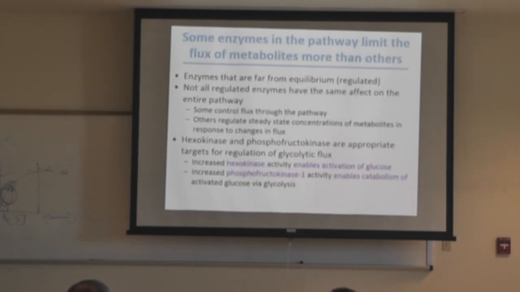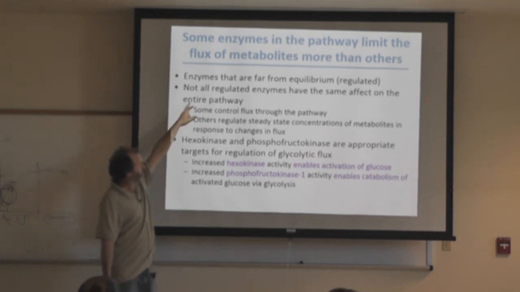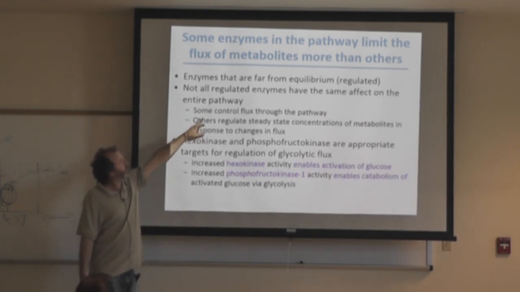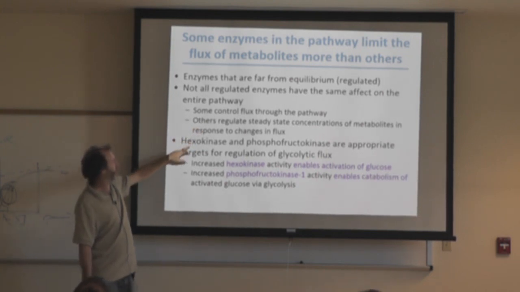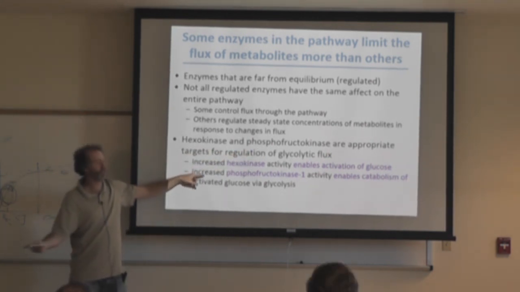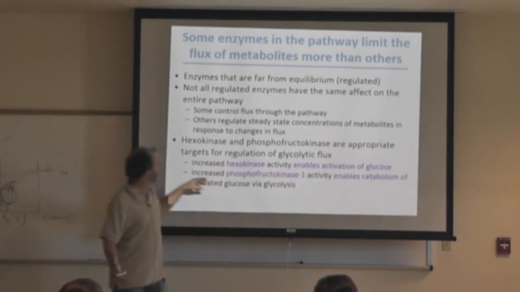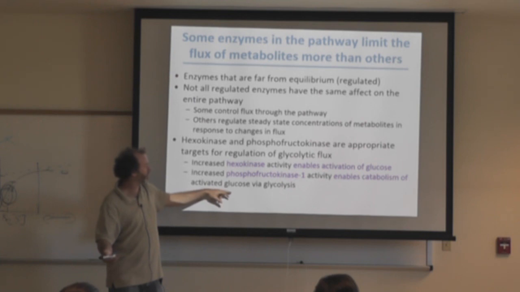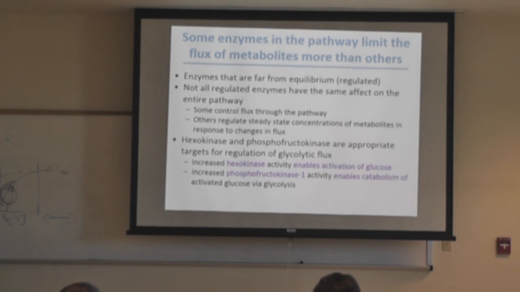So some enzymes in the pathway limit the flux of other metabolites. Enzymes that are not far from equilibrium are regulated. Not all regulated enzymes have the same effect on the entire pathway. Some control flux through the pathway. Others are going to regulate steady state concentrations of metabolites in response to changes in flux. Hexokinase and phosphofructokinase are appropriate targets for regulation of glycolytic flux. Since increased hexokinase activity enables activation of glucose, the increased phosphofructokinase activity is going to enable the catabolism of activated glucose via glycolysis. So that's why you get regulation at those steps.